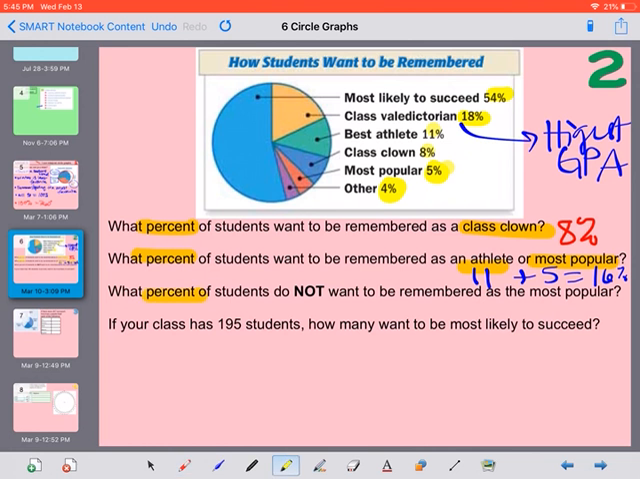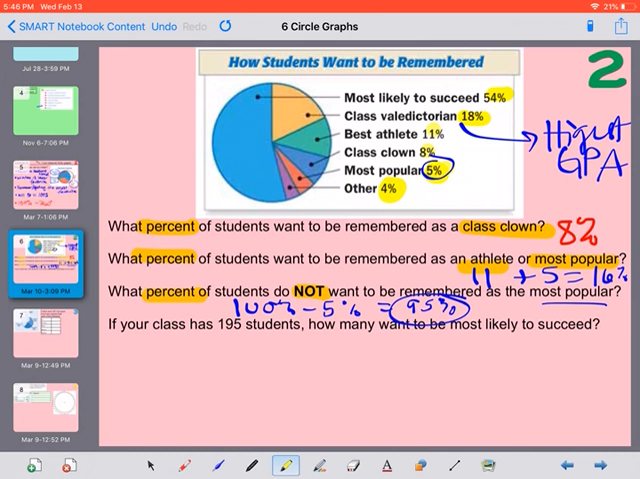Next, what percent of students do not want to be remembered as the most popular? We know most popular was 5%. So we could add up all the other percents to figure out what percent did not want to be remembered as that. Or we know that the whole circle is 100%. So we could just subtract the 5% that do want to be remembered as most popular to get 95% that did not want to be remembered as the most popular. They wanted to be remembered as something else.